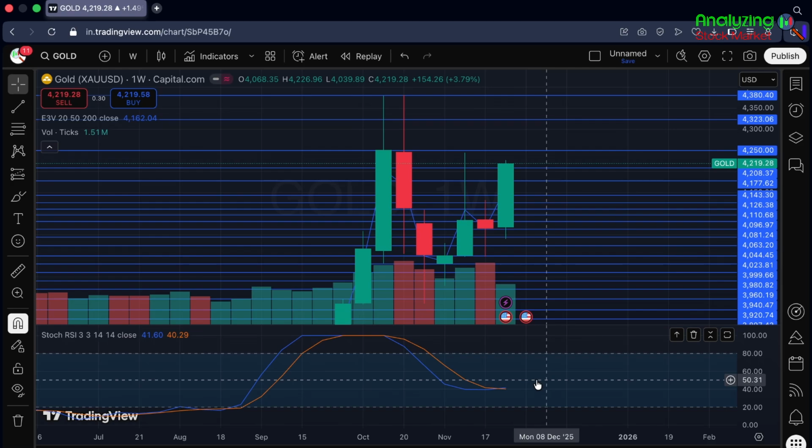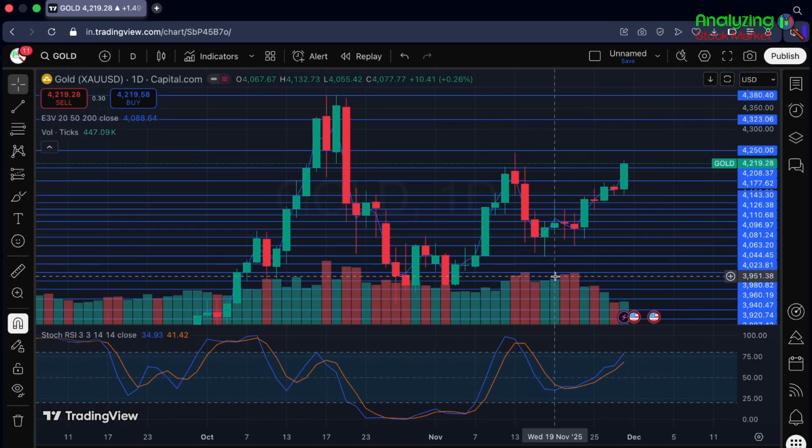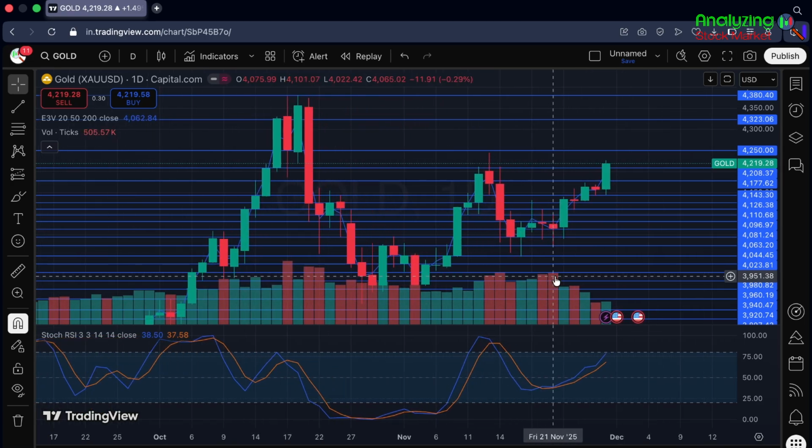So now let's mark some important support and resistance zones on a one-day chart. In this one-day chart, we can see a good number of important support and resistance zones are already marked. So currently, we don't need to mark any such levels.